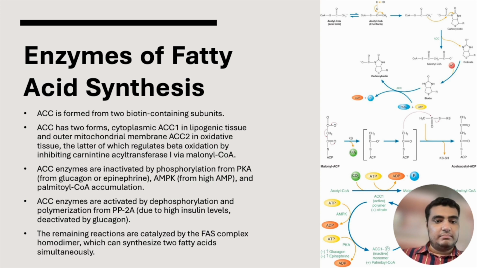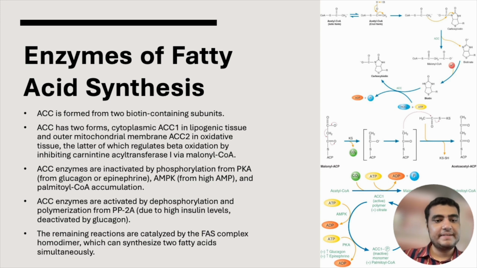ACC is activated by dephosphorylation, and this dephosphorylation occurs when PP2A polymerizes the ACC enzyme, and PP2A activation occurs due to high insulin levels, and it's deactivated by glucagon, as we mentioned earlier.